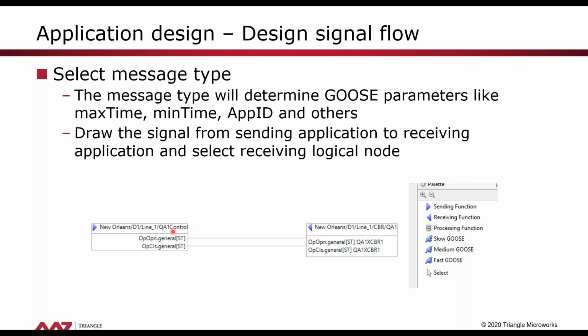So we basically wire the sending function to receiving function, and we have a wire for each of the signals, which is 6150 data objects that are sent, and we can indicate to which logical node in the receiving function this signal has to go.